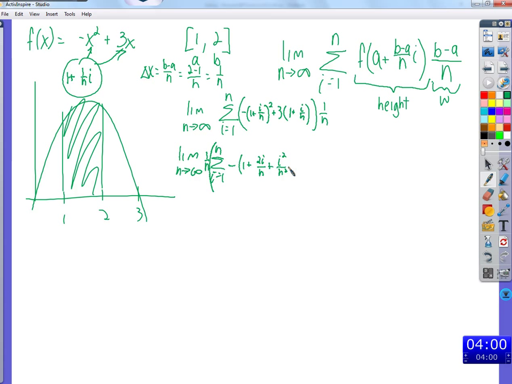Now keep in mind, this i is not the imaginary number i. I know that could be confusing, but this is not negative 1. This is not the square root of negative 1. This is not i, the imaginary number.